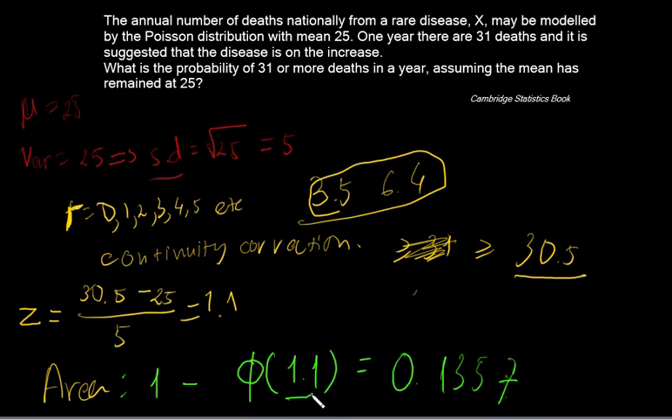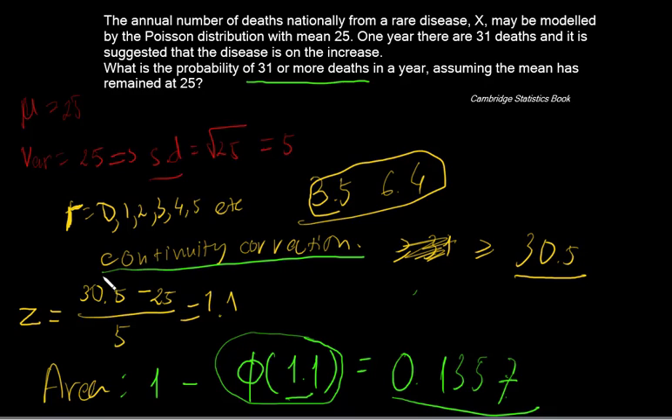And so you get this value from the normal distribution table, and this is the probability that we have 31 or more deaths in a year, if the mean remained at 25. So in the case where the mean is really high for the Poisson distribution, we can actually see it as a normal distribution. And from that, we can get the variance. Also remember to apply continuity correction. A lot of the time, a lot of students lose marks by not applying the continuity correction.